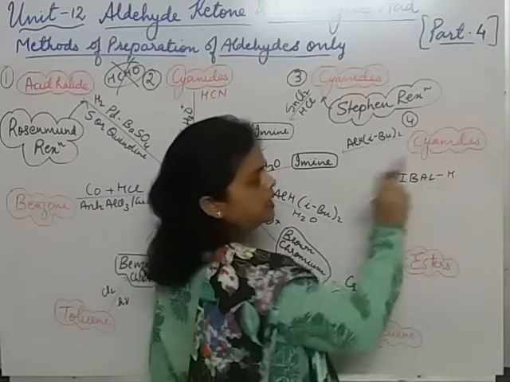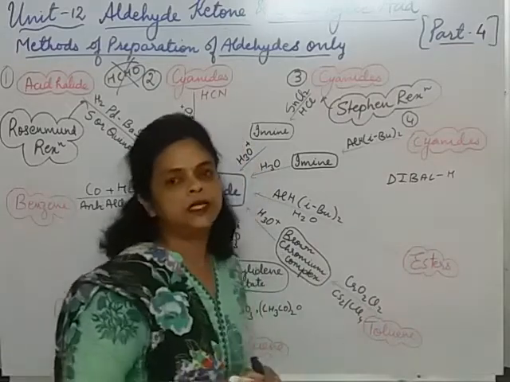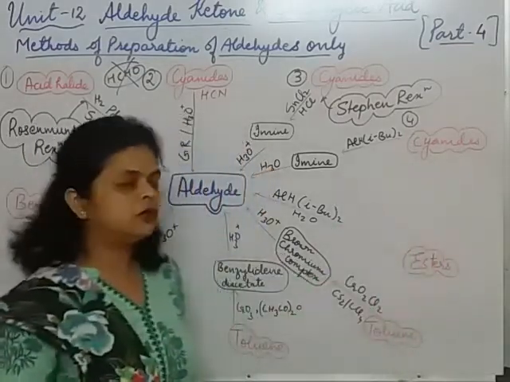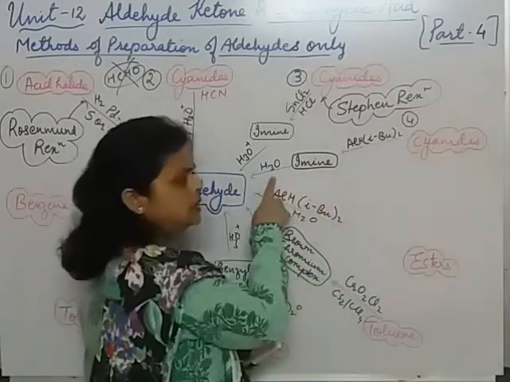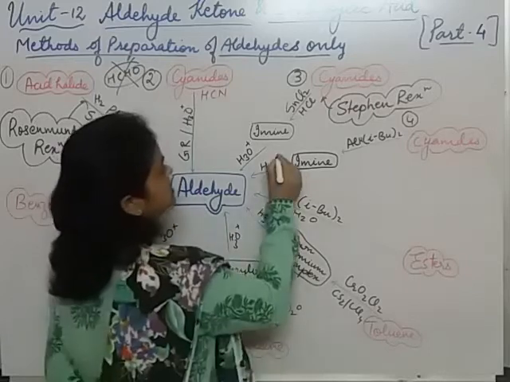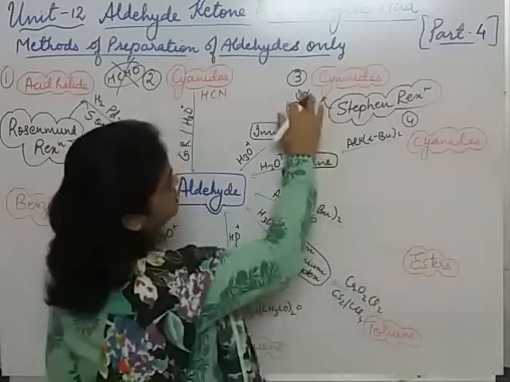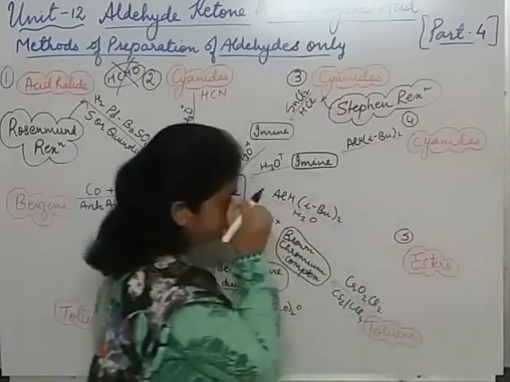Diisobutyl aluminium hydride, one and the same thing, is used to reduce cyanides into imine, and then the imine on hydrolysis forms the aldehyde. Okay, now esters. This was the 4 methods. Now the 5th method is by esters.